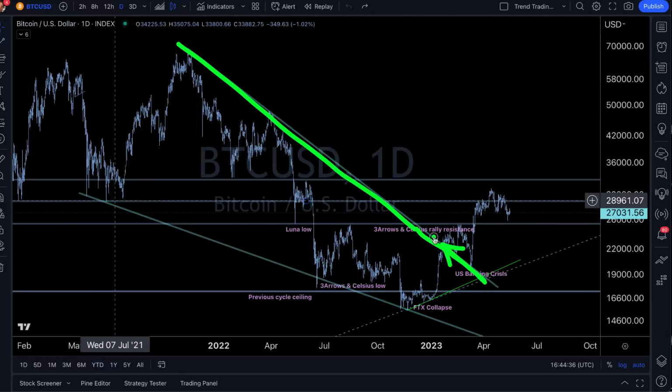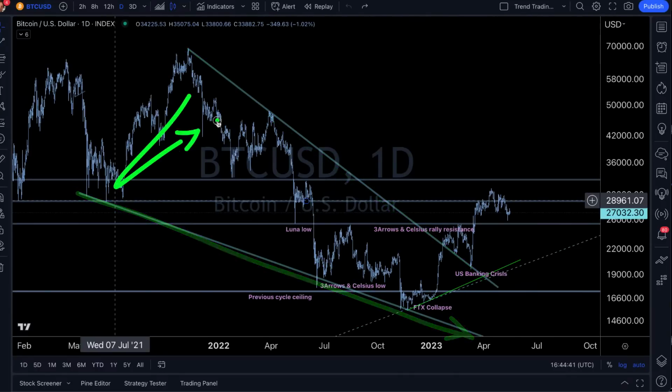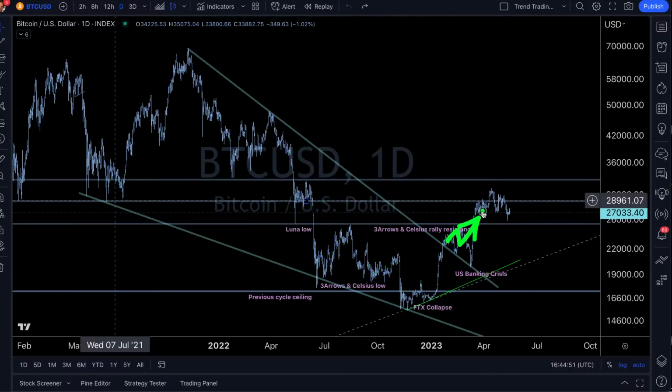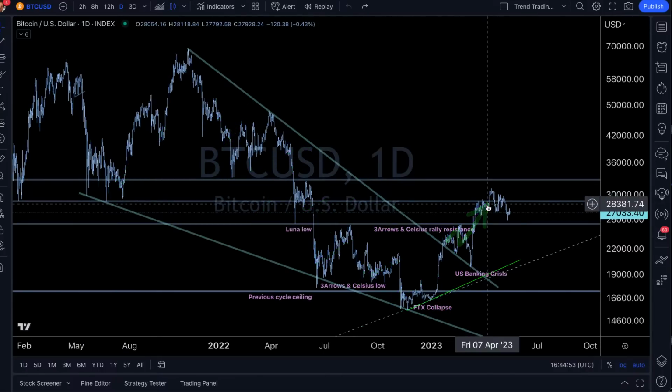I'm pointing at the resistance of the descending wedge. This is the lower support of the wedge, and this is the price action within that wedge. And that's an entirely bullish pattern. I love descending wedges. And then you can see the breakout of the descending wedge occurring over here.